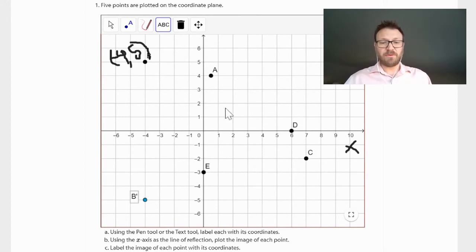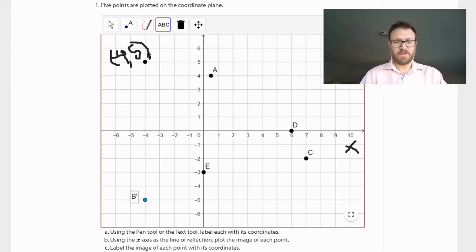What I'd like you to do right now is hit pause and think about what E reflected and C reflected is going to look like. I want you to do those real quick using the same method I did. Reflect those over the x-axis. Okay, and pause and do that.